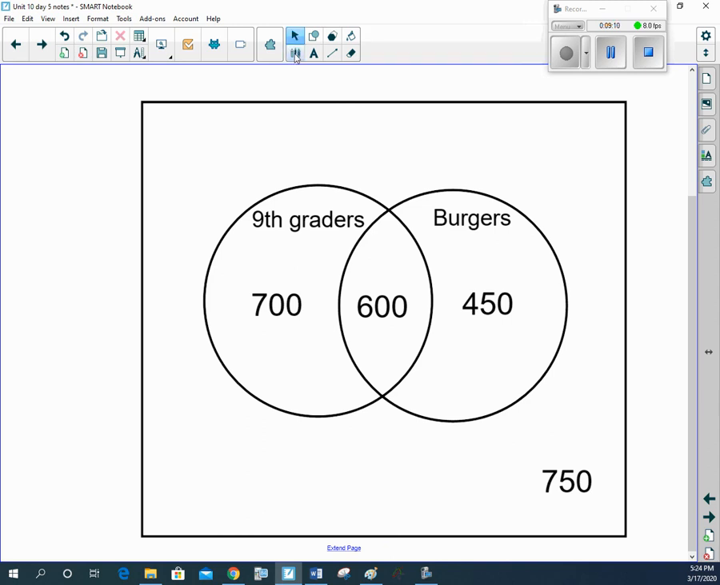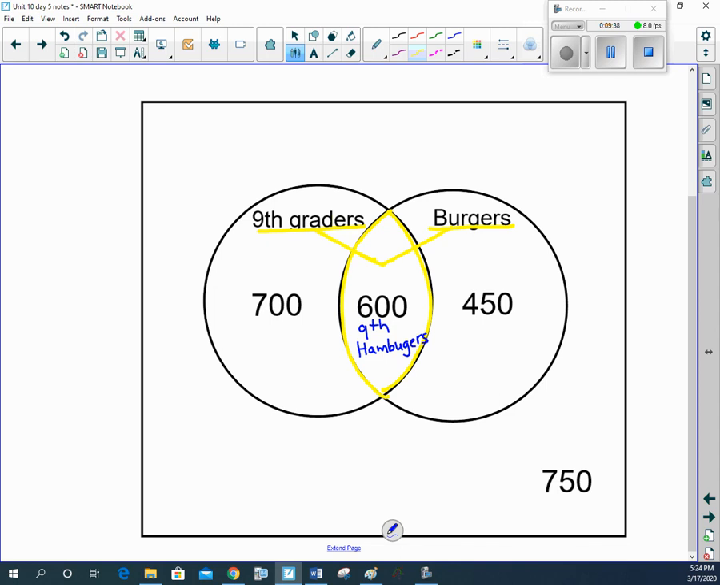So this is the center right here where the 2 overlap. Start there first. So all you have to do is compare those 2 names. They tell you what goes in that spot. So it's 9th graders and students who like hamburgers. So these are the 9th graders. So this 600 represents 9th graders who like hamburgers.